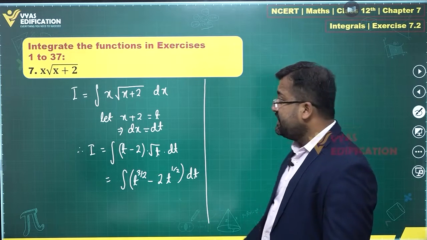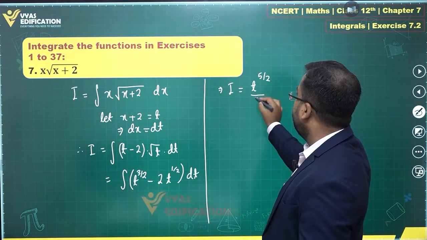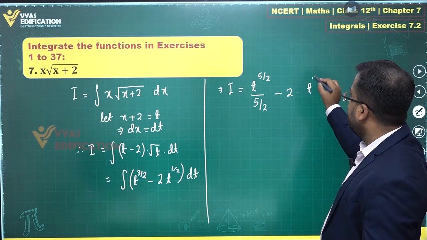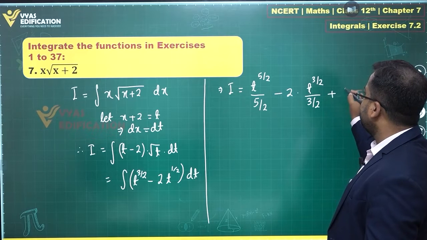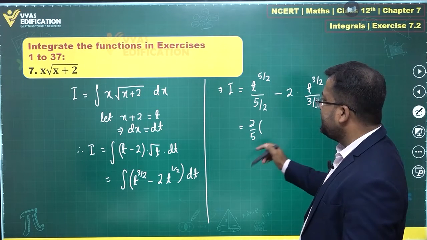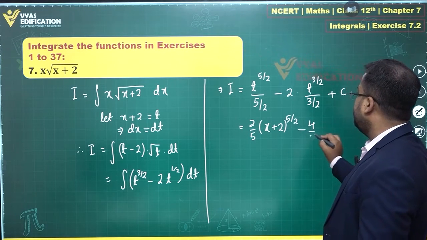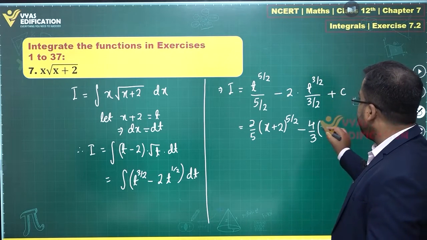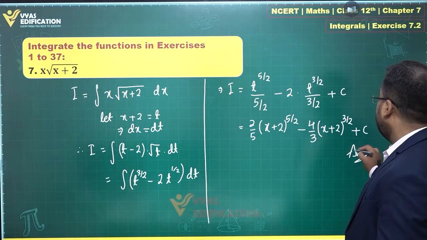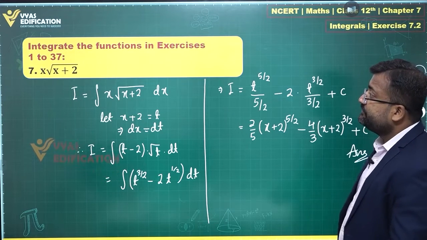And now can you integrate this? Yes. Which gives me I is equal to t power 3 by 2, the integral will be t power 5 by 2 over 5 by 2, minus 2 is already there. The integral of t power 1 by 2 will be t power 3 by 2 upon 3 by 2 plus constant of integration. This becomes 2 by 5 t power 5 by 2. Now what is t? t is x plus 2 power 5 by 2 minus this is 4 by 3 t times t power 3 by 2, which is x plus 2 power 3 by 2 plus constant of integration, and yes, that's the required answer. That's the required answer for this question, as you can see over here. That's the 7th question for us.